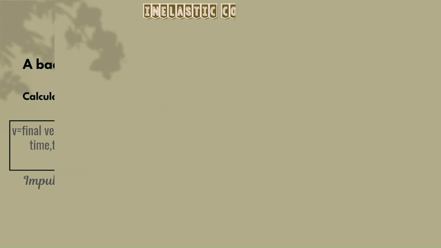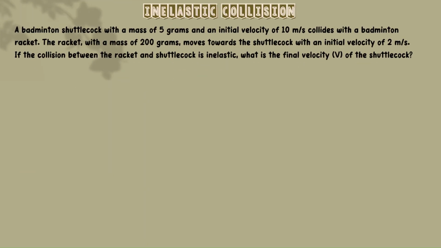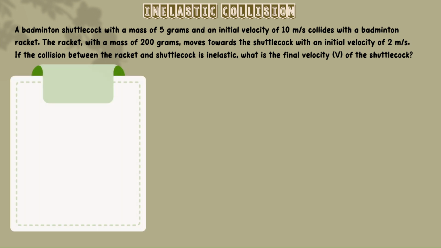The next question is about inelastic collision. The question states that a badminton shuttlecock with a mass of 5 grams and an initial velocity of 10 meter per second collides with a badminton racket. The racket with a mass of 200 grams moves towards the shuttlecock with an initial velocity of 2 meter per second. If the collision between the racket and shuttlecock is inelastic, what is the final velocity, v, of the shuttlecock?